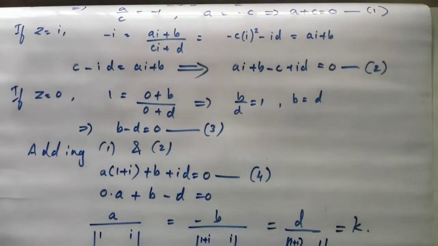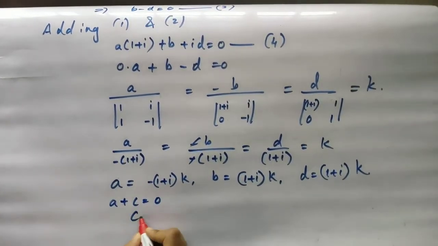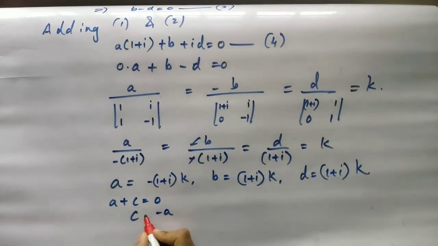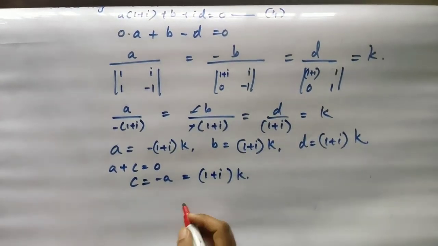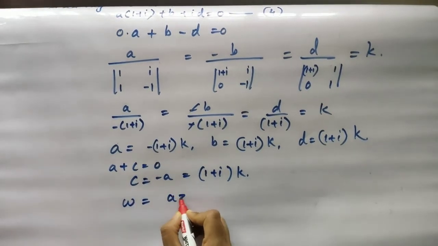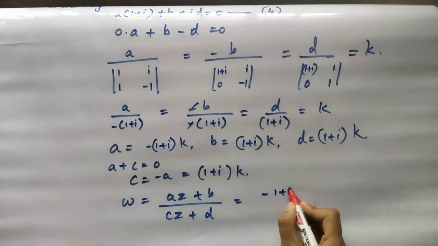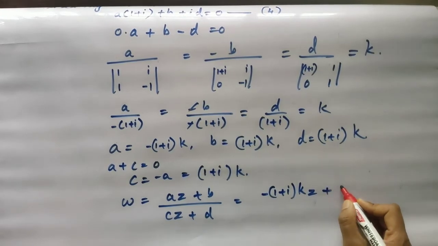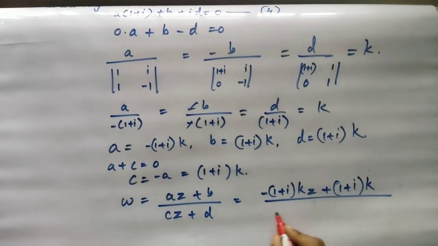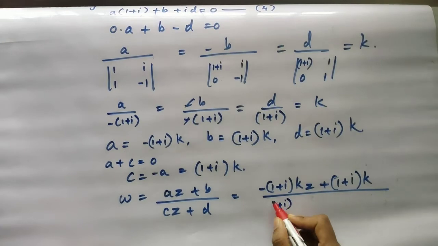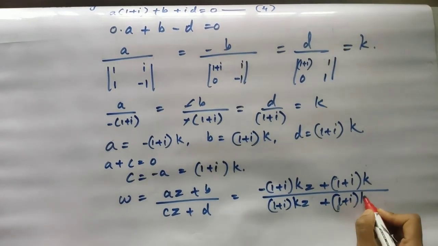Now since A plus C is equal to 0, so what is C then? C is equal to minus A. So what should be C? C is (1 plus i) into K. Now I can take the transformation W, which is AZ plus B divided by CZ plus D. A value we are writing (-1 plus i) into K into Z plus (1 plus i) into K, divided by C value, which is (1 plus i) into K into Z, plus D value (1 plus i) into K, something like this you get.